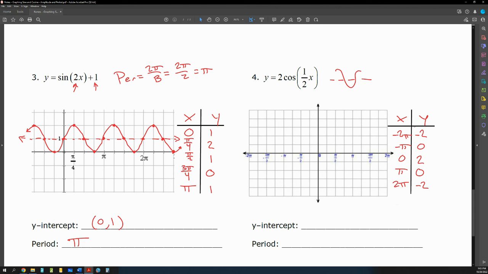Now we have negative 2 pi, negative 2. We have negative pi, 0. We have 0, 2. We have pi, 0. We have 2 pi, negative 2. So here we've got this real stretched out cosine graph that's centered at 0, 0.